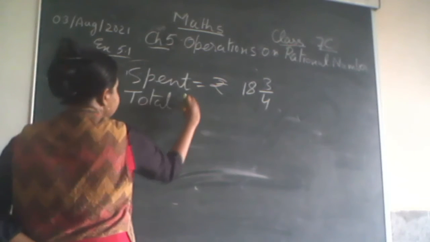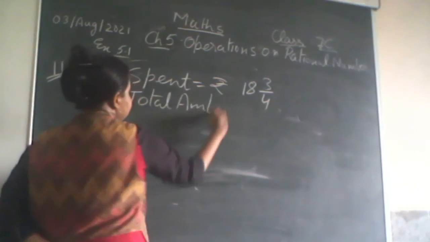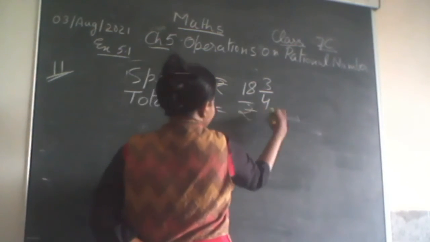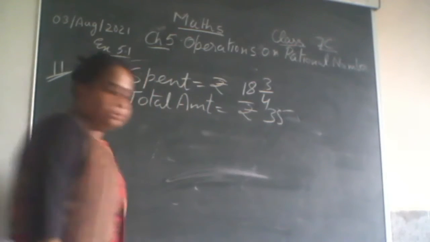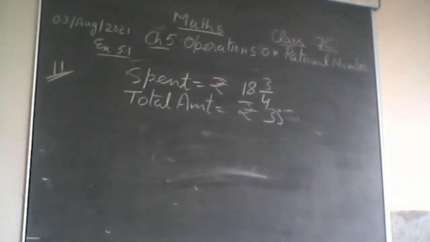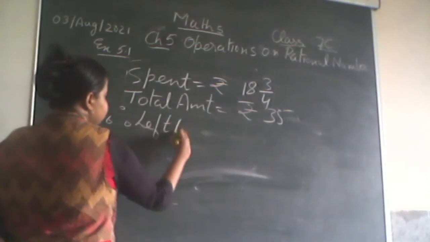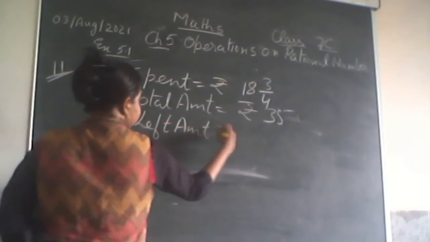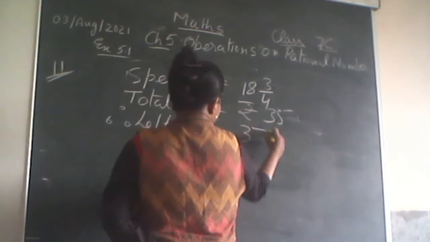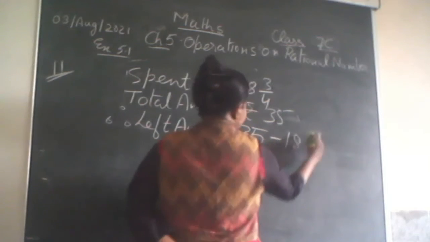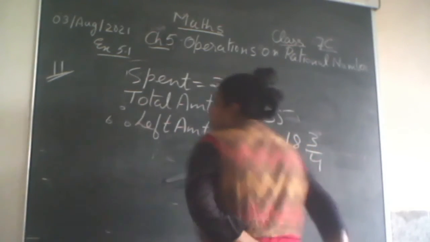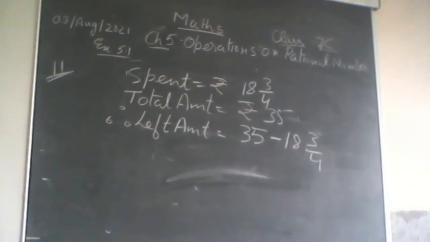The total amount she had was rupees 35. Am I correct? The question is asking how much is left. Therefore, the left amount is equal to how much? 35 minus 18 3 by 4. Am I correct or not? Ma'am, correct.